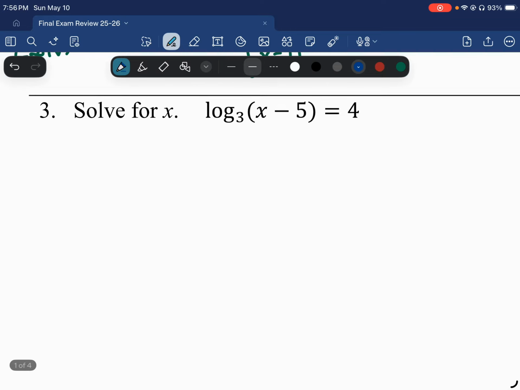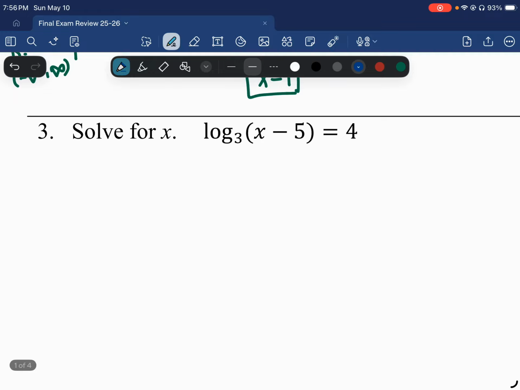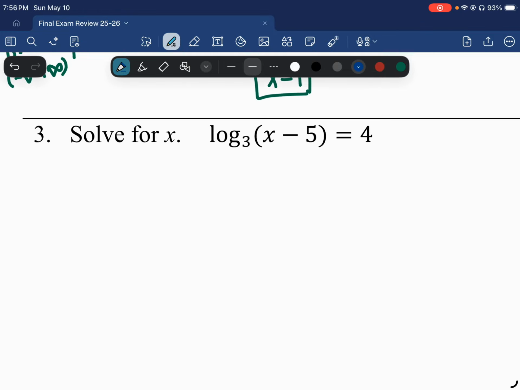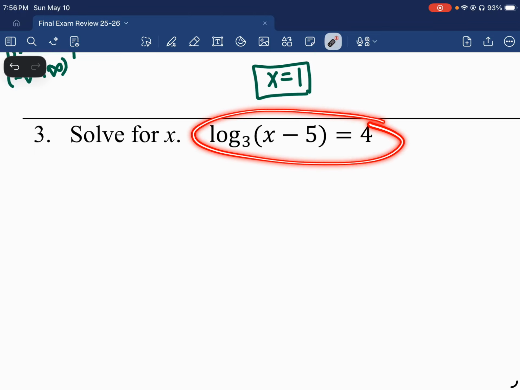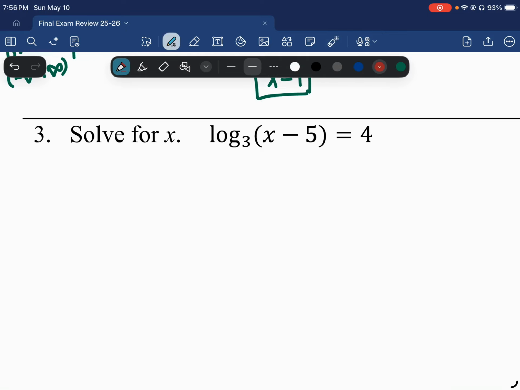Then we're going to solve logarithmic equations. Solving logarithms involves either changing them into their exponent form or using a property of equality. In this case, because there is a single number over here, there's not a logarithm, we're going to be using the inverse of a log, which is an exponent. So we're going to take this equation and change it into its exponent form.